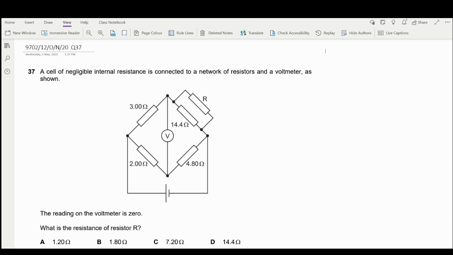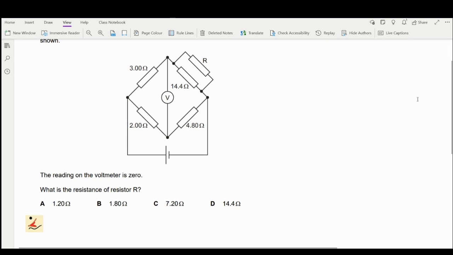Electricity is always one of the difficult questions in A-level physics. So look at these questions. A cell of negligible internal resistance is connected to a network of resistors and a voltmeter as shown. When the students look at these questions and the diagram, they get confused. They never learn this kind of diagram from the teachers.